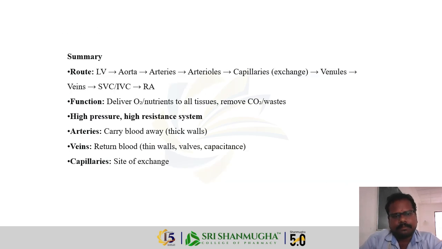Coming to the summary part. What we have seen is the route of travel from the left ventricle to the aorta, arteries, arterioles, capillaries, venules, veins, then into the superior vena cava and inferior vena cava, then into the right atrium. So this is the route.